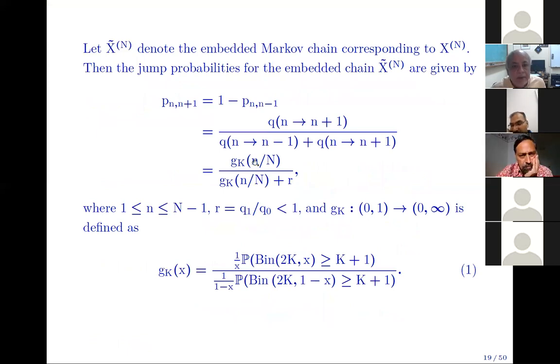And again, for the embedded Markov chain, we get that the probability of going from n to n plus 1 is again the rates divided by the sum of two rates. Earlier it was q0 over q0 plus 1, but now it is this complicated thing. And we call it gk(n/N) over gk(n/N) plus r, where gk(x) is actually this ratio, which really gave us lots of trouble. This function gk(x) is 1 over x times the probability the binomial 2k, x is bigger than k plus 1, over 1 over 1 minus x times the probability that this binomial is bigger than k plus 1.